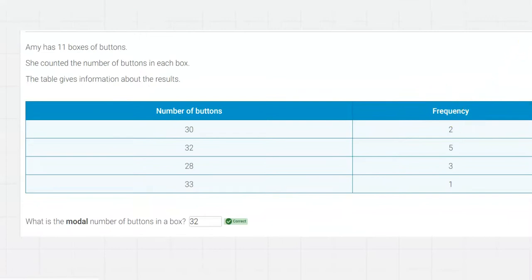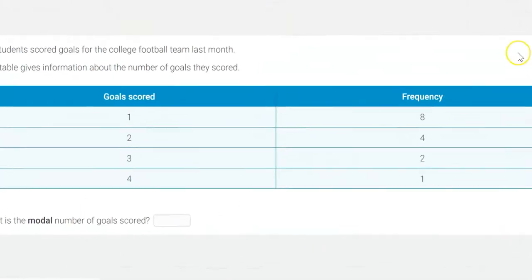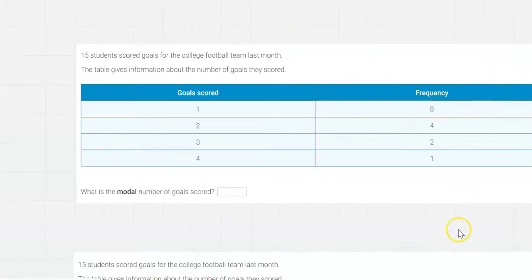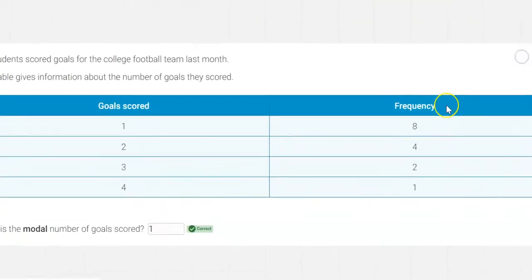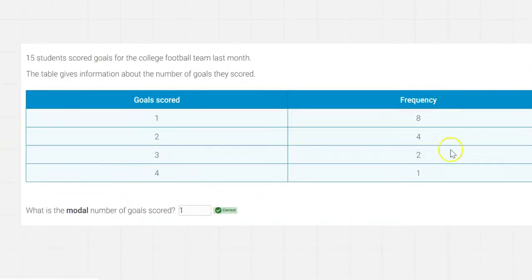And as you can see in this last example, 15 students scored goals for the college football team last month. The table gives information about the number of goals they scored. What is the modal number of goals scored? The most common result was 1, so that is the modal amount of goals scored.